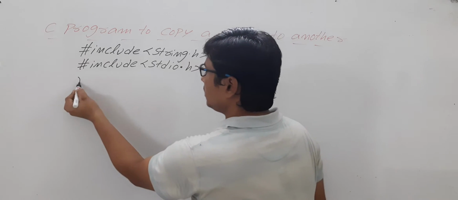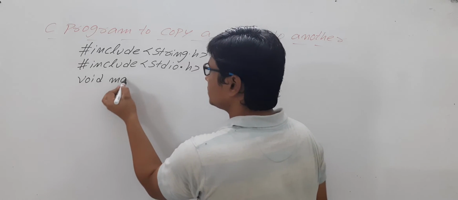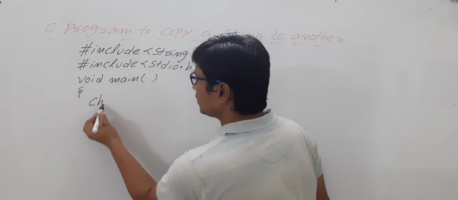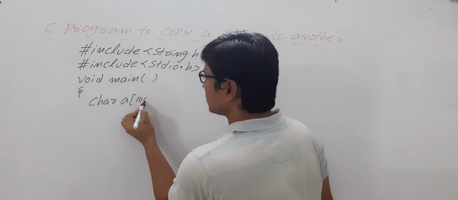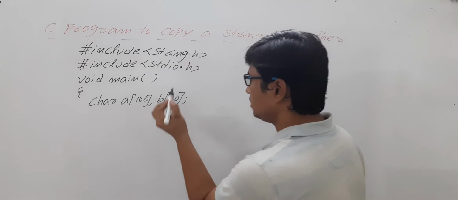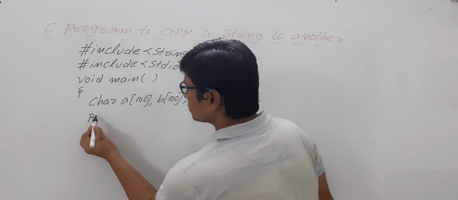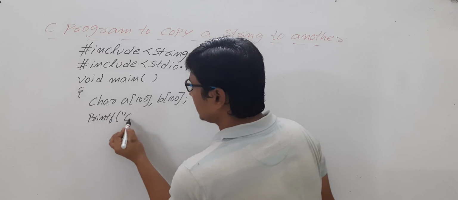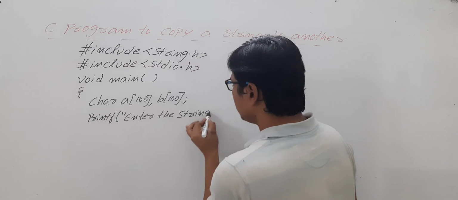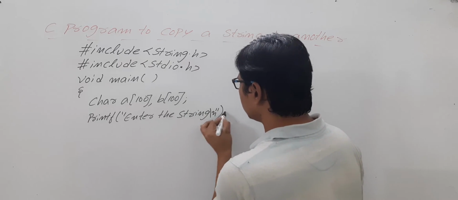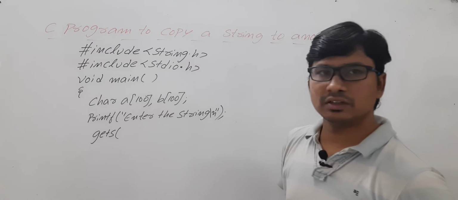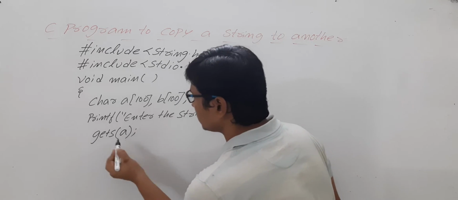Then I will write the void main, meaning this function will not return any value, and I will take two character arrays of size 100 each. So these two arrays can hold 100 characters. Then I will ask the user to enter the string. I am writing \n. Whatever the string the user has entered, I have read it using the function called gets, and I am storing it in the array A.